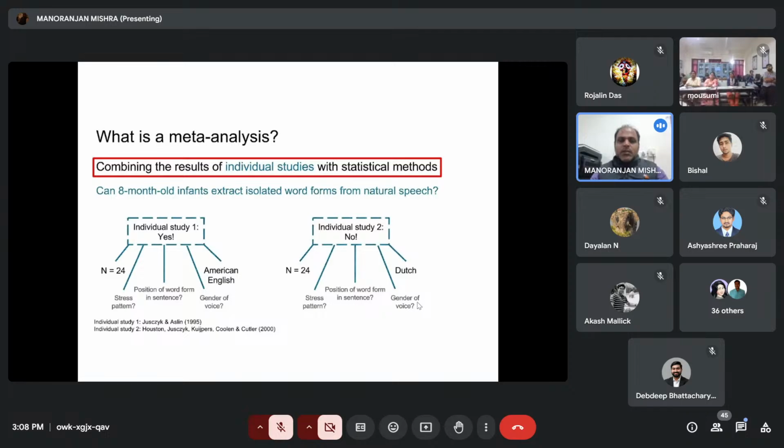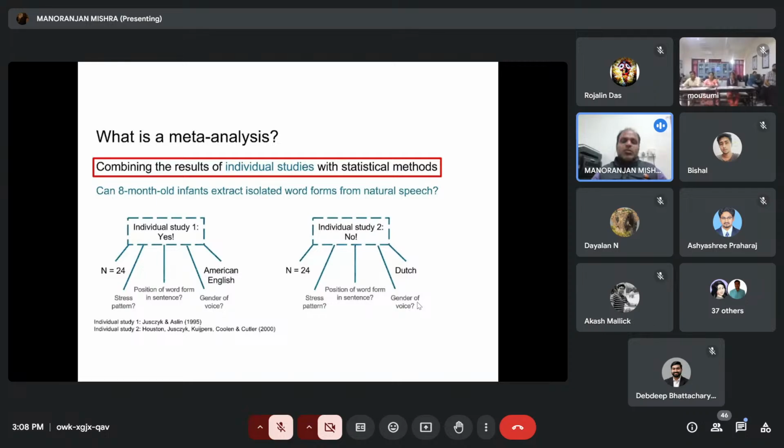So we are working with the metadata. Metadata means you are working with the results, the statistical results. You bring all these statistical results, you require only 9 papers. You integrate these papers and come up with a new story. Can an 18-month-old infant extract isolated word forms from natural speech? This is a question being asked, and you go and search for 9 to 10 articles. You bring the results.